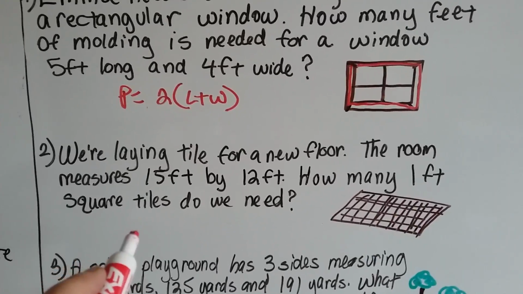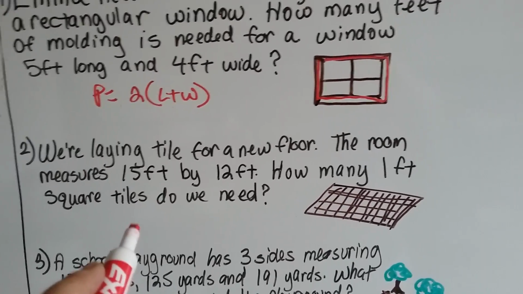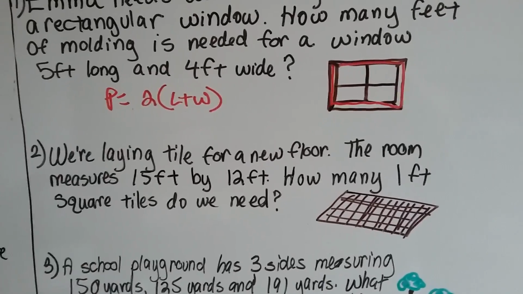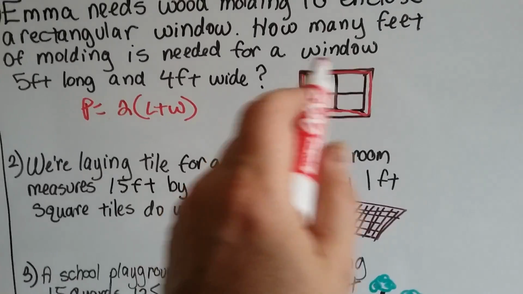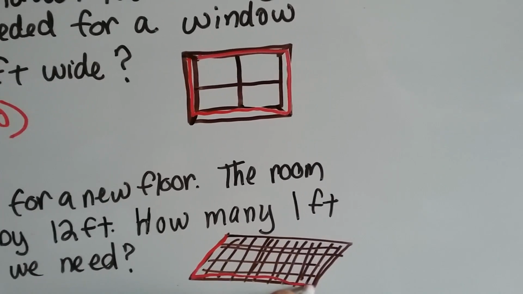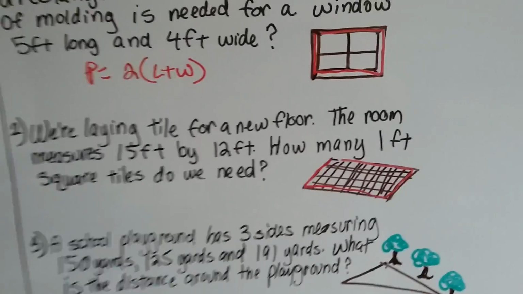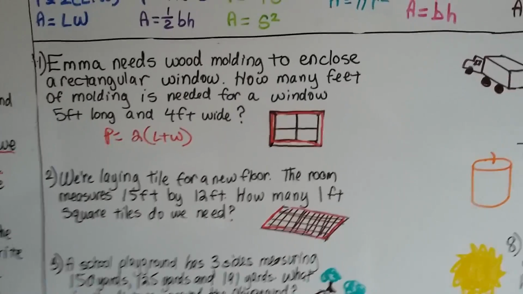How about we're laying tile for a new floor, and the room measures 15 feet by 12 feet. How many 1-foot square tiles do we need? Are we doing perimeter again? Are we only tiling around the outside edge of the floor and leaving the inside untiled? That would be kind of silly, wouldn't it?